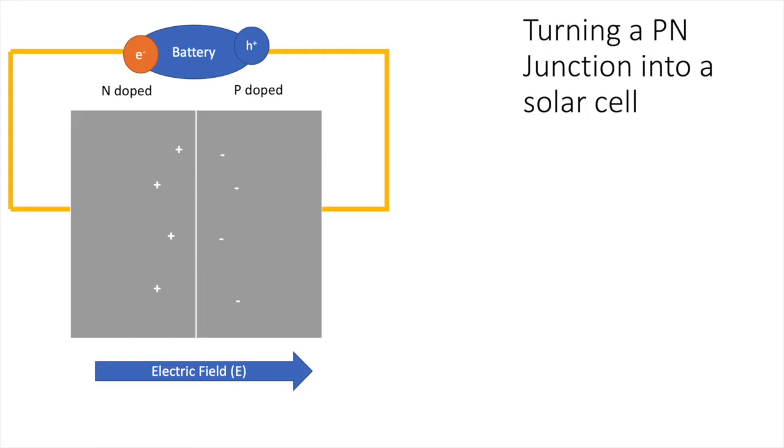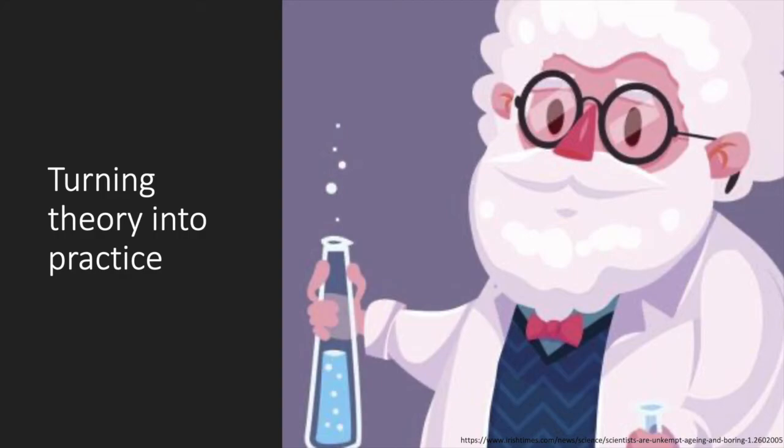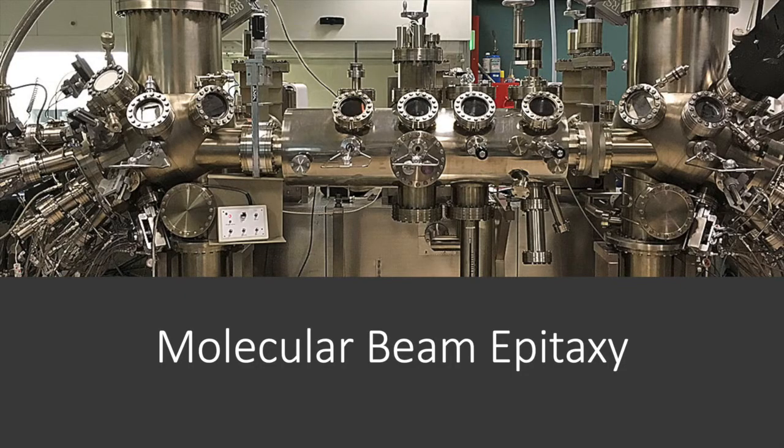So great. Now this is all fine and dandy on paper, but how do we turn theory into practice? Well, that's where molecular beam epitaxy comes in. This is a photo from CHTM, the Center for High Technology Materials, and this is what we call the right-hand side and left-hand side reactor. I know it looks really complicated, but basically all it is is a big vacuum chamber and some effusion cells. I'll show you a diagram later.